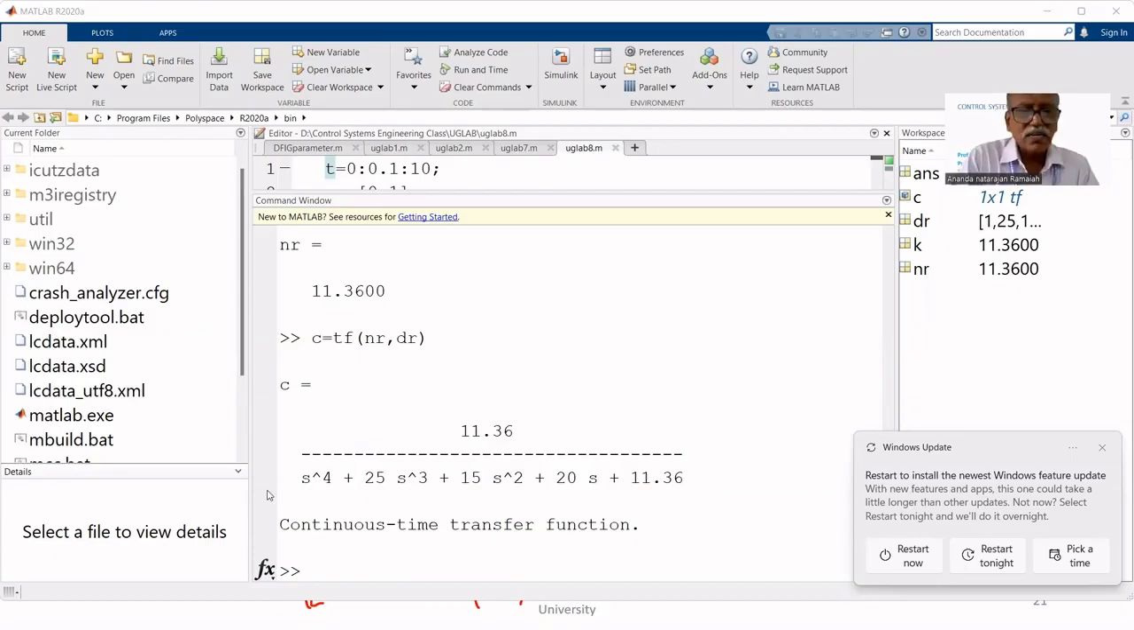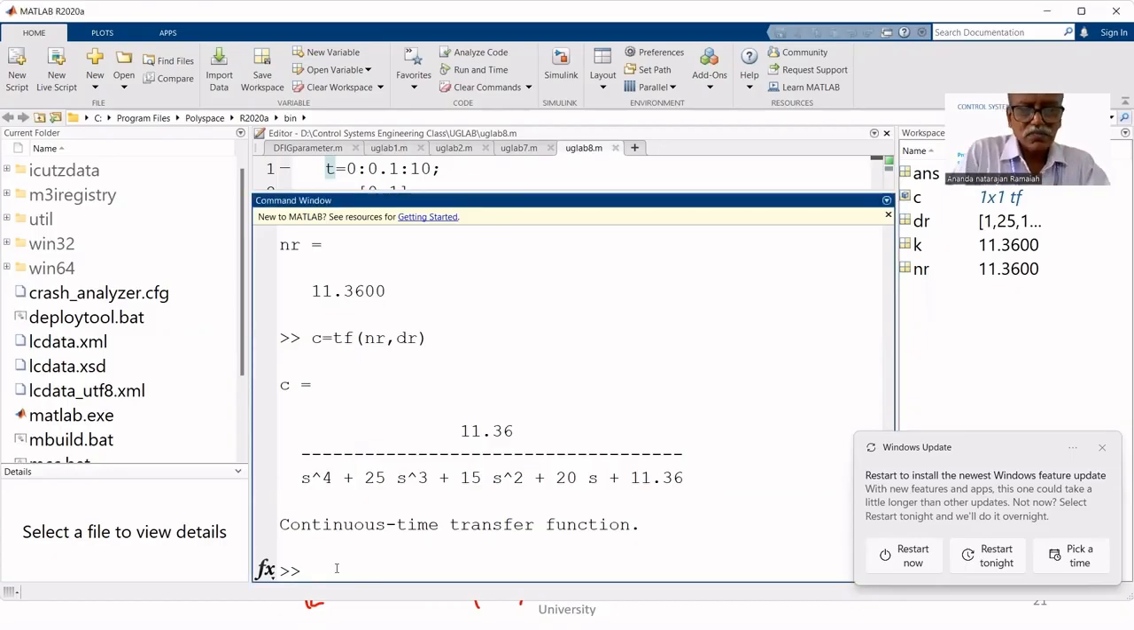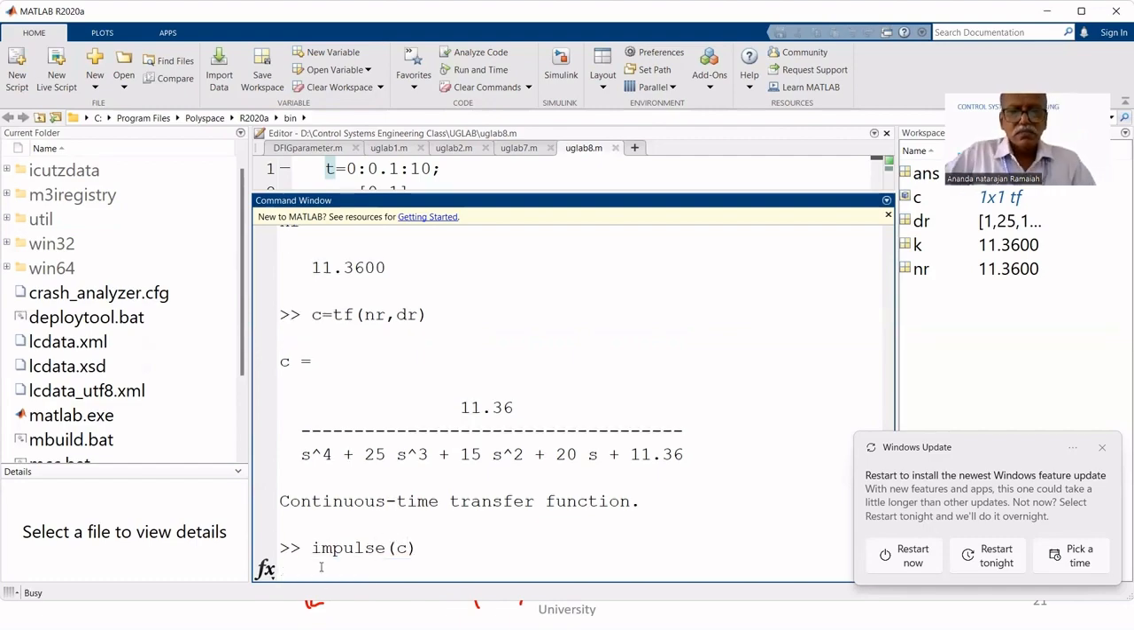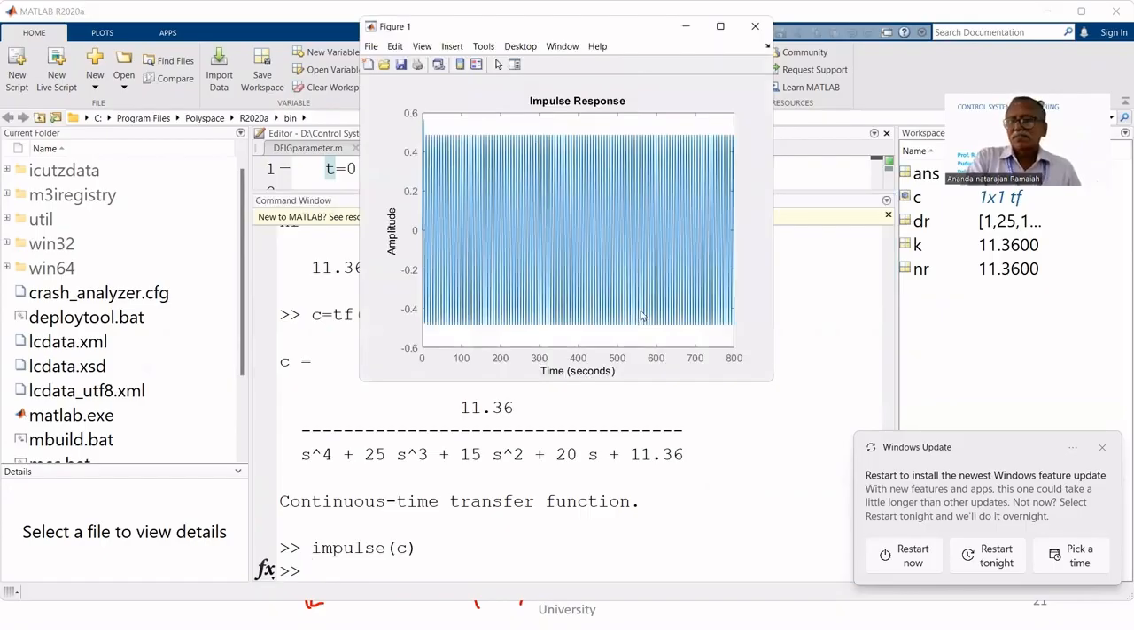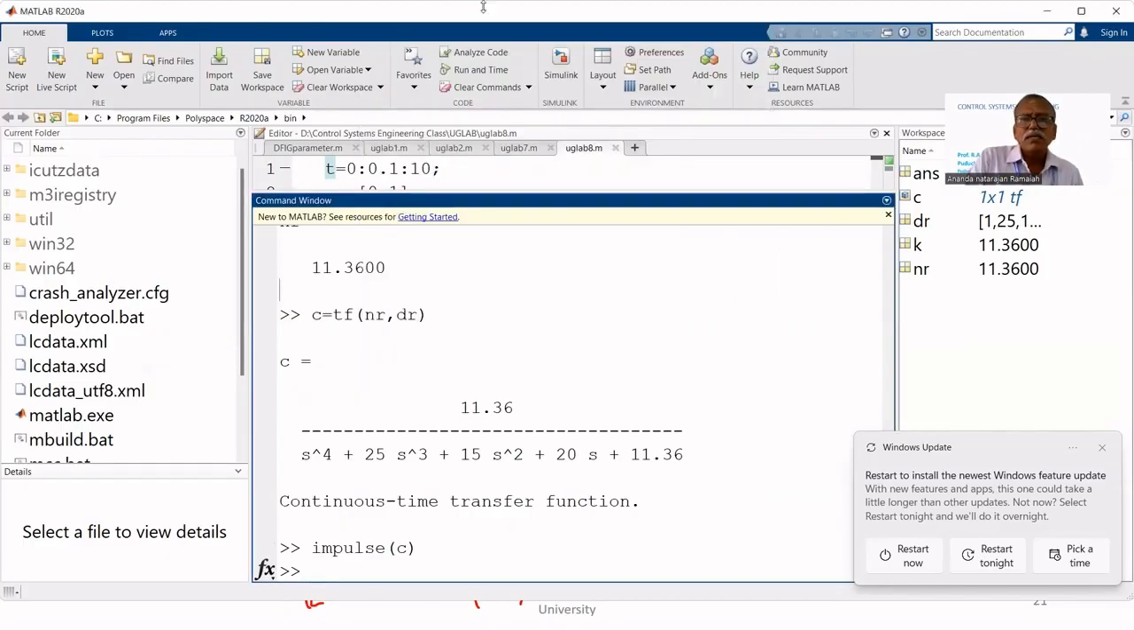So for this, let us check the response. Impulse response of C. Sustained oscillation, no change in amplitude. It remains oscillating up to 800.